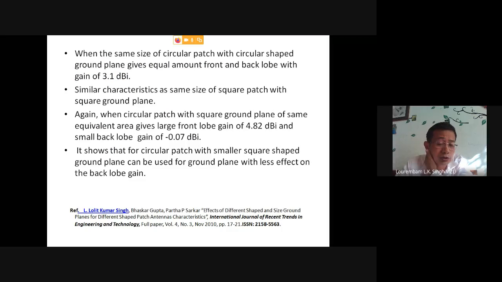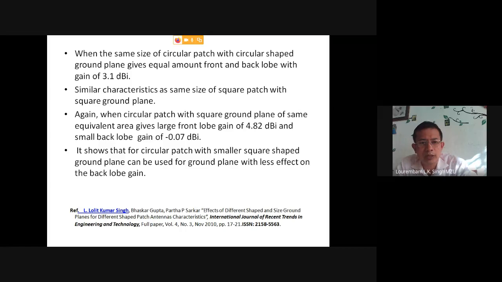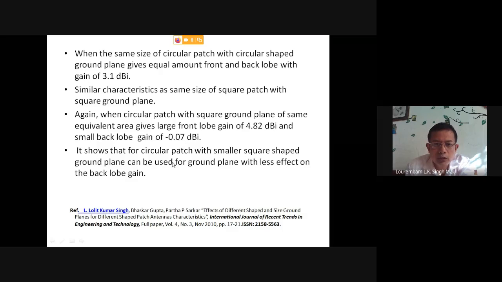We tried to see how much we can reduce it, and if the same shape is there, it will be radiating equally on both sides. But what we have observed is mentioned here. When the circular patch has a square ground plane of the same equivalent area, the front lobe has a large gain and the back lobe is much smaller. So our suggestion is that if many of us work with the circular patch, we should select a square shaped ground plane, so that it has less effect on the back lobe. The back lobe size will be much smaller in this regard. At least we have to have that, and then it will be good.